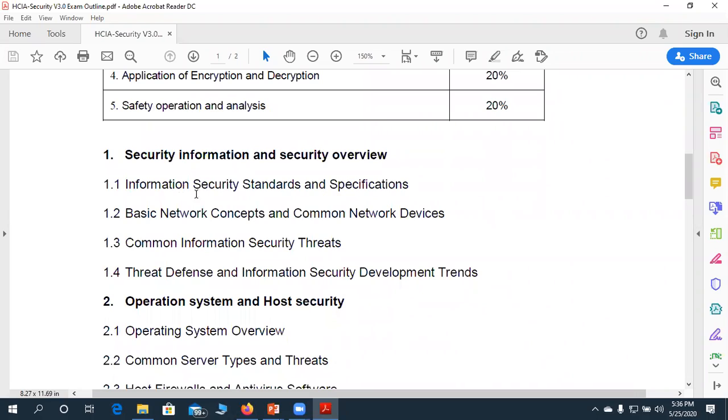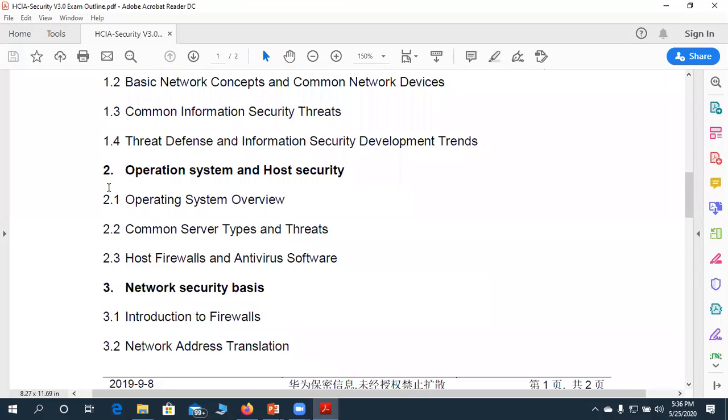All right, looking a little bit in detail at what we're going to cover. This is module 1. We're going to look at information security standards and specifications, basic network concepts and common network devices, common information security threats, threat defense, and information security development trends. This is what we're going to cover today.